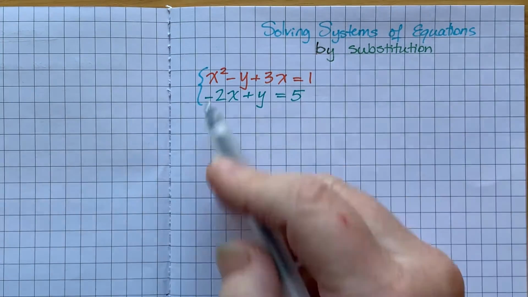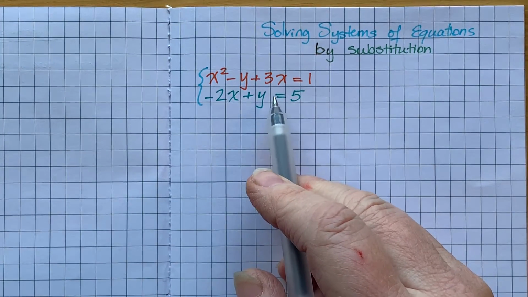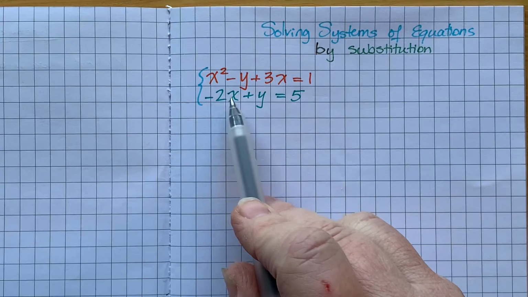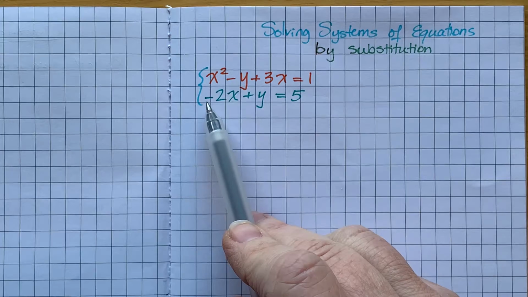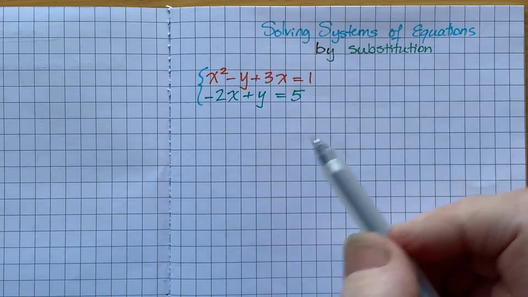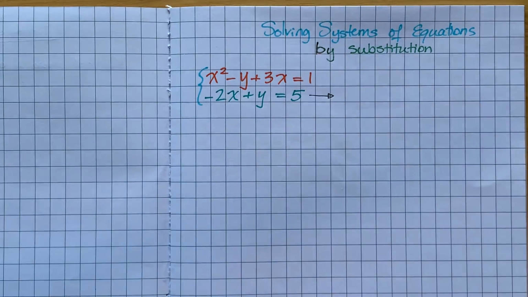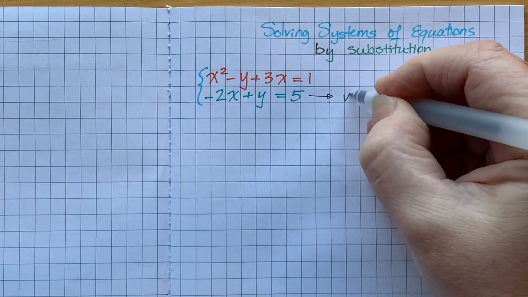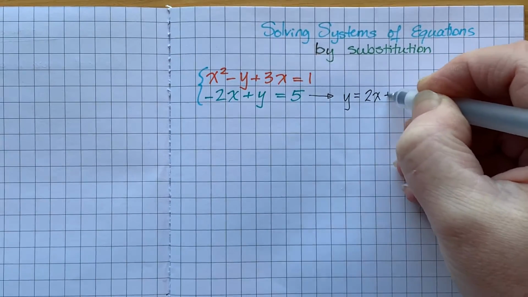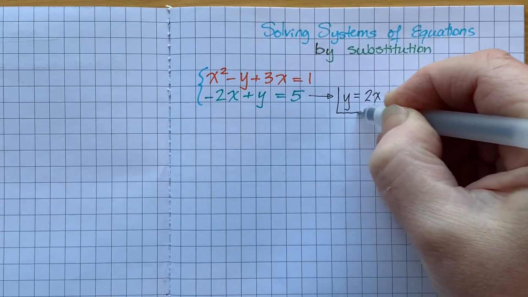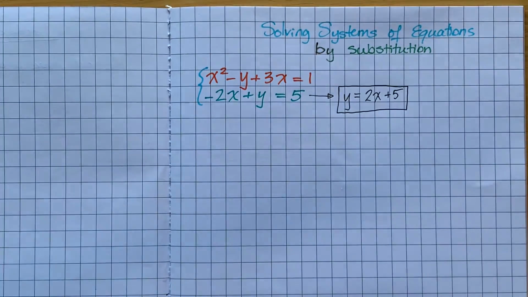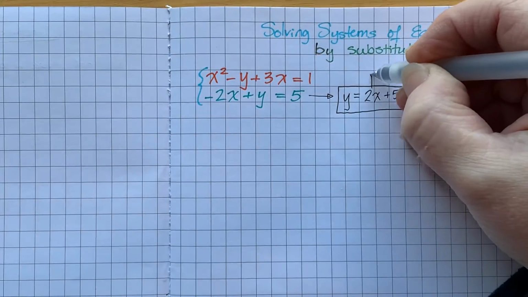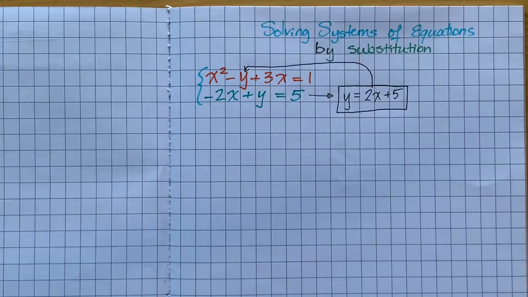So when you look at this, you know that you have to tackle it from the side of this. If you're doing substitution, you're going to work on the linear equation first and get that to be solved for y. So solving this for y, add 2x to both sides, so you end up with y equals 2x plus 5. Now that you have this, you are going to substitute it right in here. So you solve the second equation, so you can substitute it into the first equation.